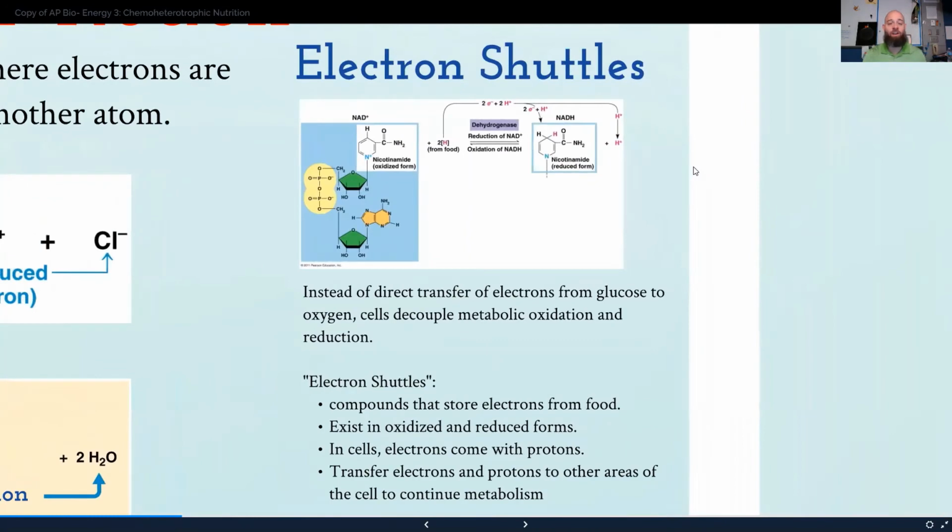Here's the reason that we're talking about oxidation reduction. Electron shuttles. We have certain molecules that get used in photosynthesis and cell respiration, and their whole job is to move a charged electron from one place to another.